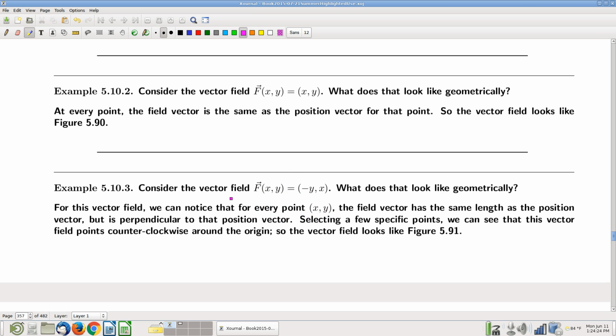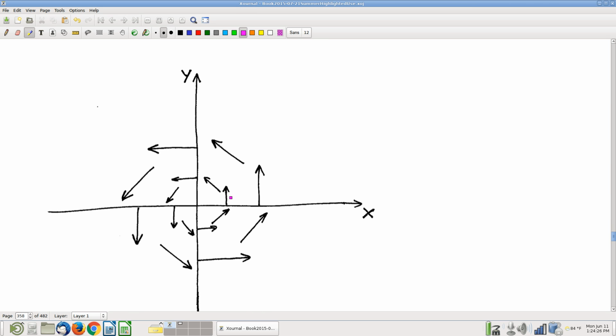And it's not hard to persuade you, having made that observation, that it looks like this. And I didn't draw this very well, but for this point, take the position vector for that point. The field vector has the same magnitude, which I did not draw well, and it's orthogonal. It's not hard to persuade yourself that that's what this looks like.